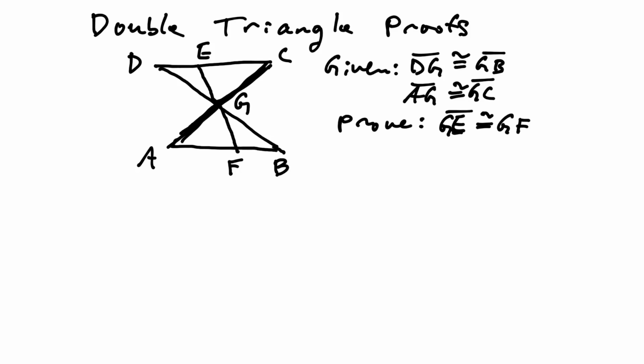A double triangle proof, or it's sometimes called a detour proof or double congruence proof. Basically what happens is you look at the picture, and there's a lot of triangles. For instance, there are these big red triangles that seem to be congruent. There are also these blue triangles that seem to be congruent. And there are also these green triangles.